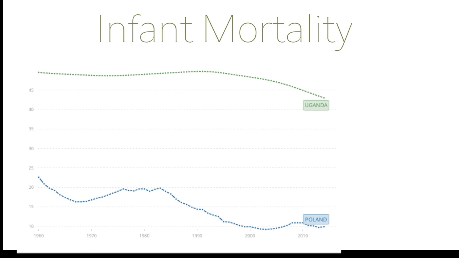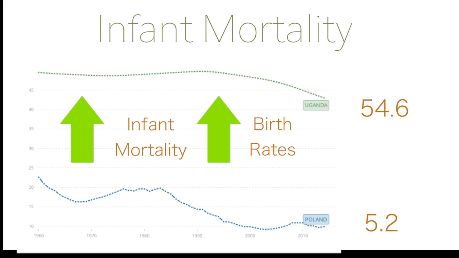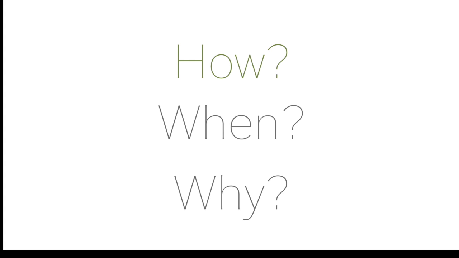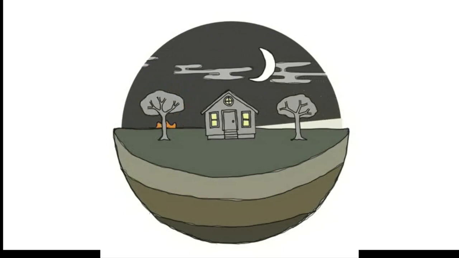Lastly, there is a large difference in infant mortality rates. In Poland, it is at a low of 5.2 infant deaths per 1,000 live births, whereas in Uganda it is significantly higher at 54.6 deaths. High infant mortality rates often result in higher birth rates as women try to have more children due to the low chances of survival. So we learned a little bit about how, when, and why these populations are the way they are today, but what can we expect for the future of these countries?